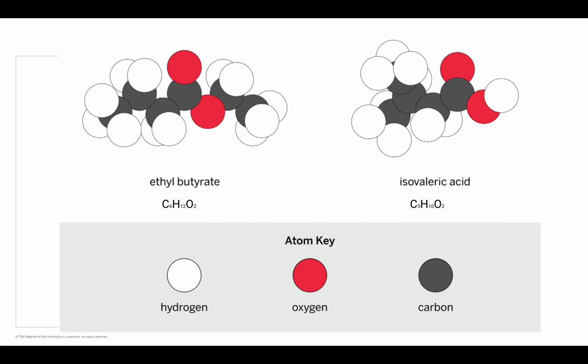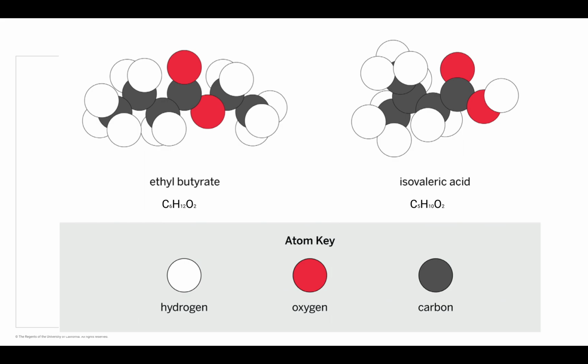Now compare that to the isovaleric acid. First of all, the oxygen is on the right side. And secondly, the carbon atoms are not in a straight line. They're kind of bunched up. And you've got this 1 lone hydrogen that's actually connected to an oxygen, whereas in the ethyl butyrate, there is no hydrogen connected to an oxygen. Sorry, I don't know if I said that right, but you get what I'm saying.